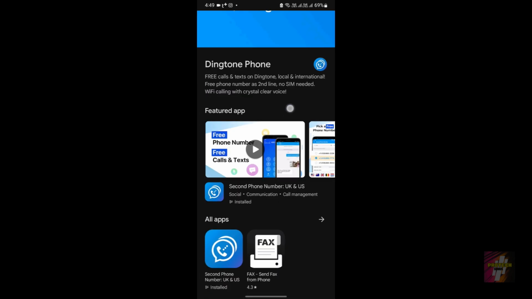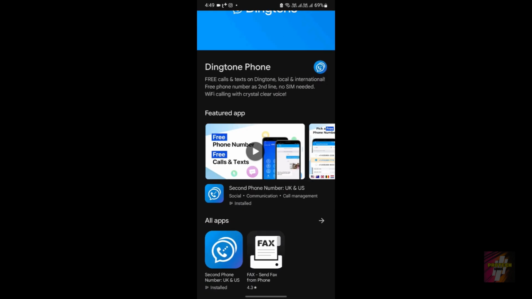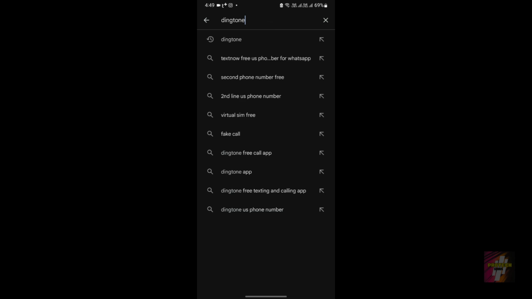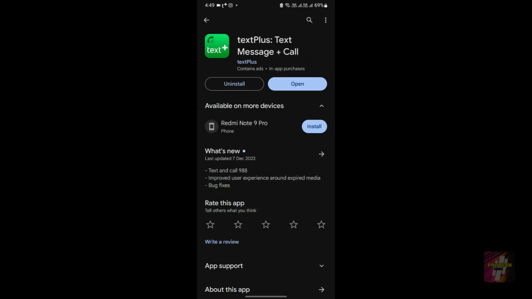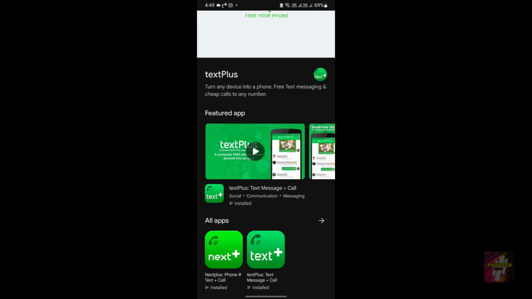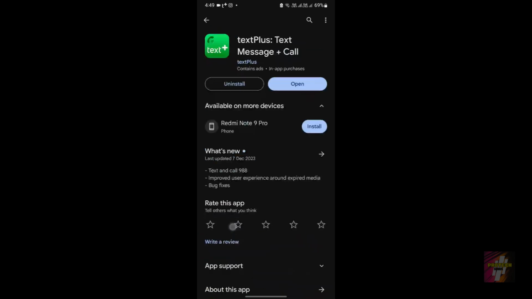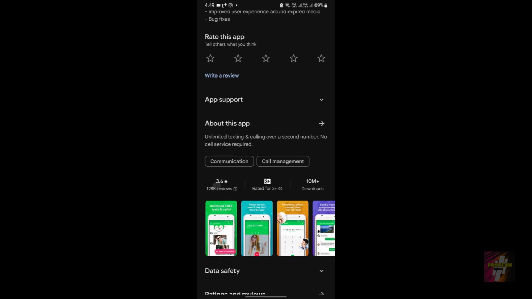Dingtone, okay, it's not available in the store, but Textplus has a secondary application known as Nextplus, which has over 10 million plus downloads. Okay, Nextplus also has 10 million plus downloads with the same kind of 3.6 star rating.